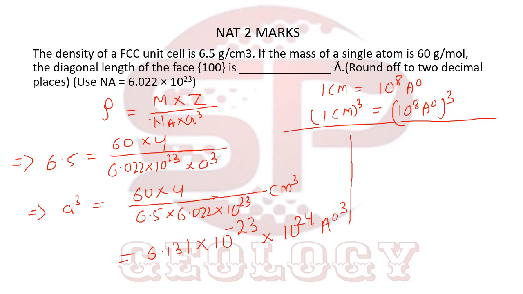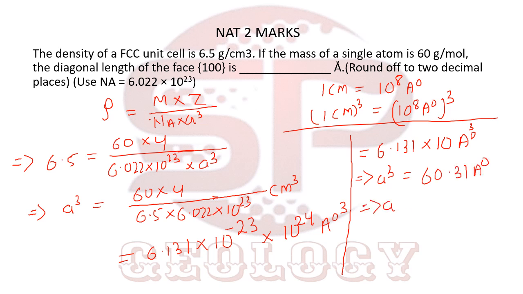So you can write down here 6.131 into 10 angstrom cube. So a cube will be 60.31 angstrom cube. So a will be the cube root of 60.31 angstrom cube, so it will be 3.921. So this will be the side.